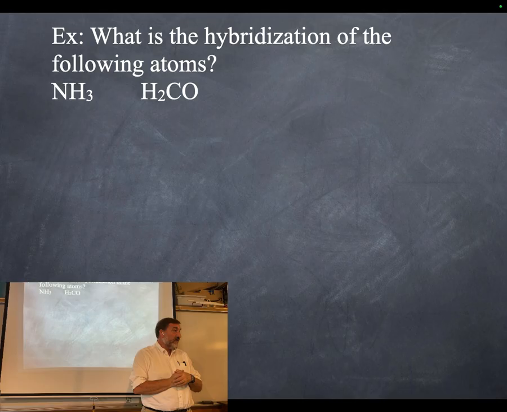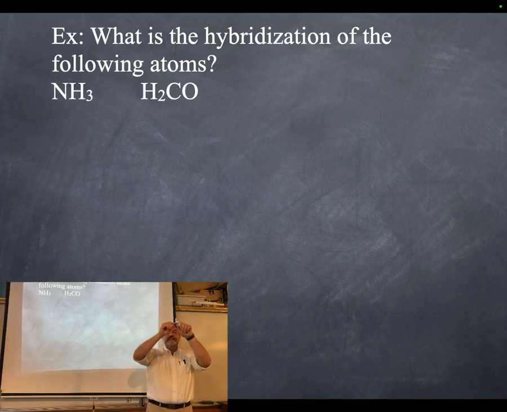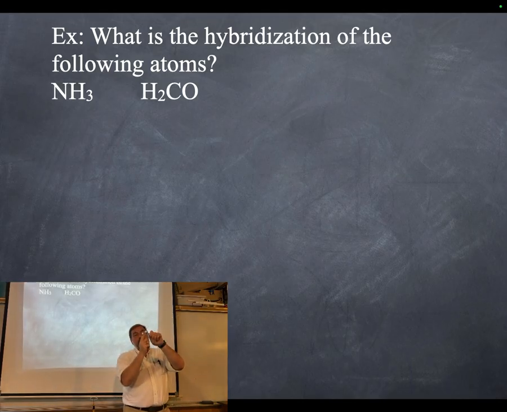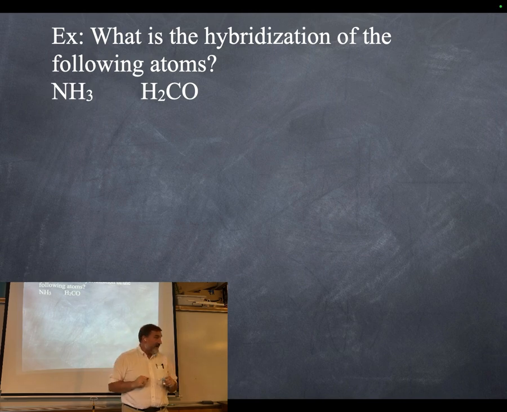4 sp3 hybrid orbitals. So if somebody said, what is the hybridization of the orbitals in the nitrogen in ammonia? You would count 1, 2, 3, 4 electron domains, sp3 hybridization. That's got 4 letters in it, an S and 3 Ps. Okay?